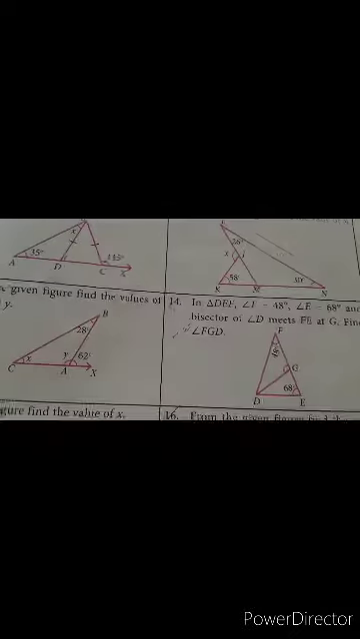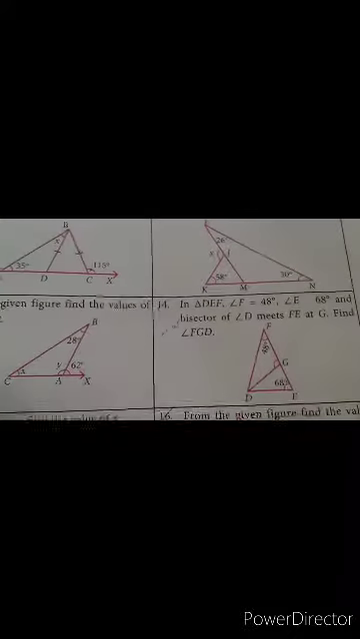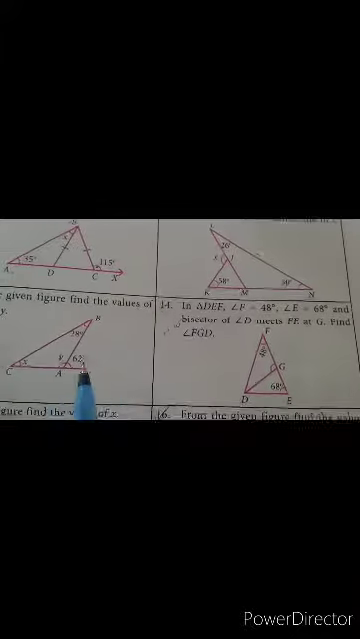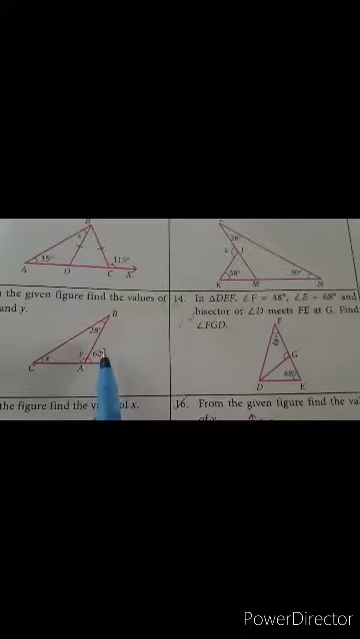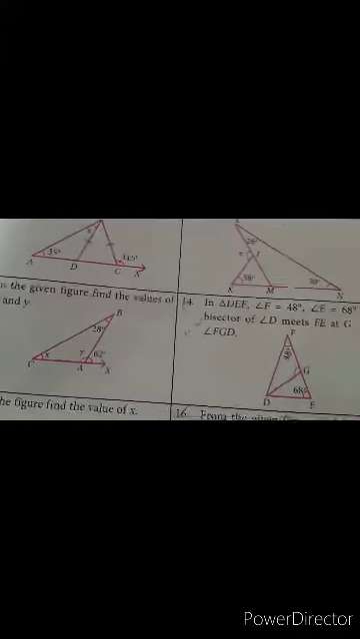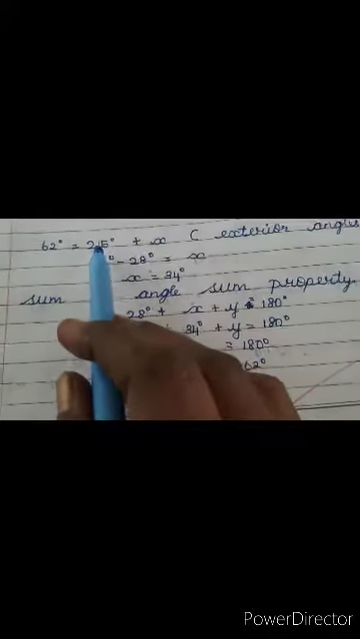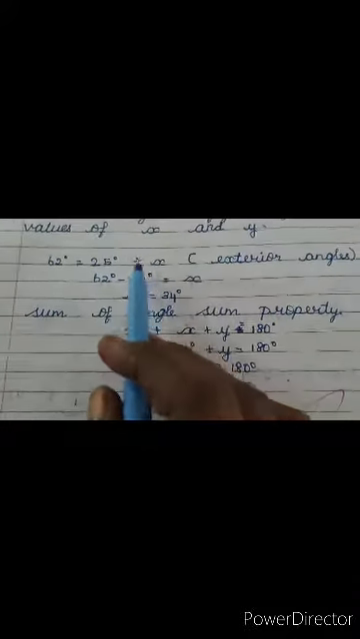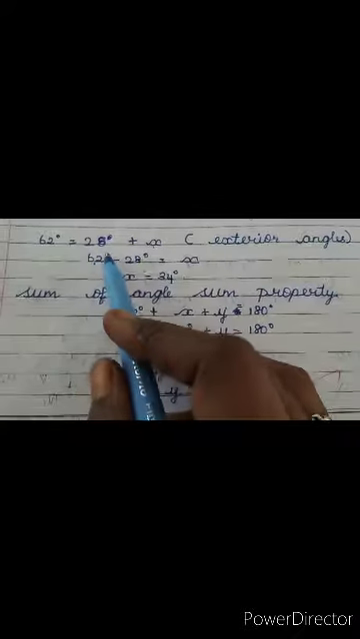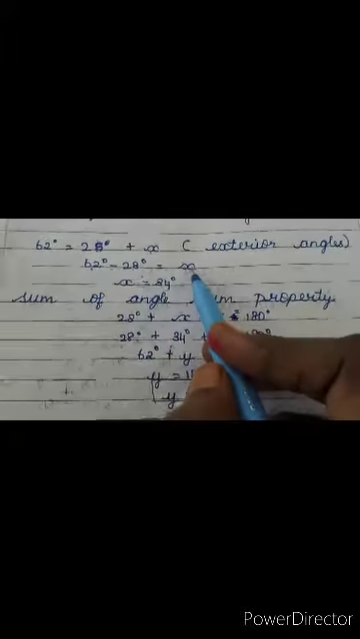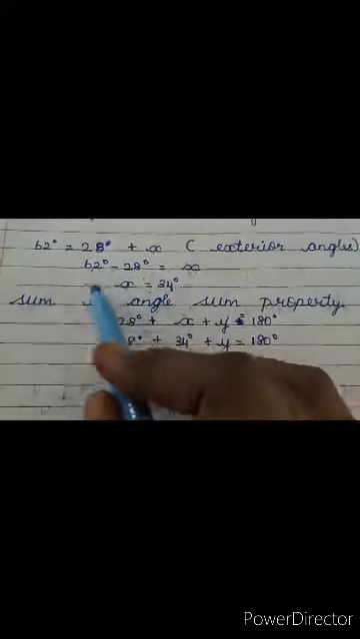Question number 13. In the given figure, you are going to find the value of x as well as y. Here the exterior angle is given as 62 degrees. So 62 degrees equal to 28 degrees plus x. So 62 degrees minus 28 degrees equal to x. So your x is 34 degrees.